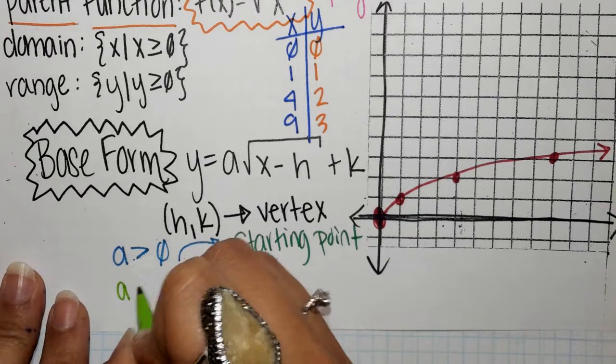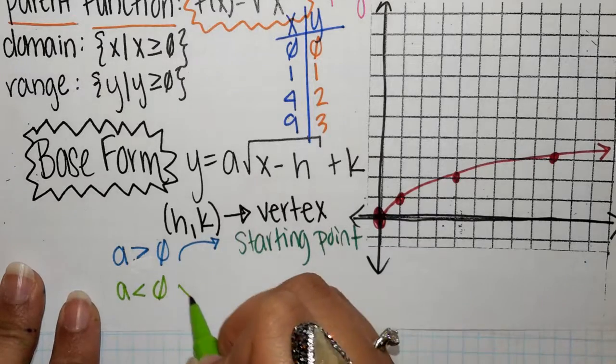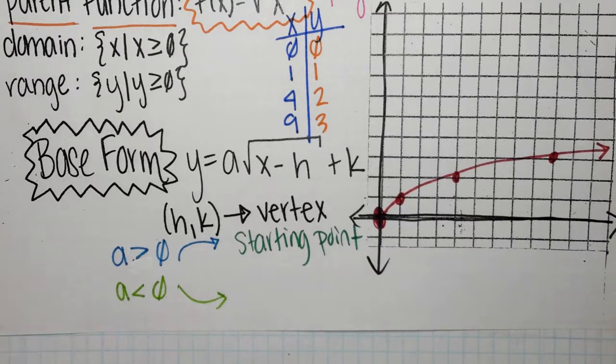Alright, and if a is less than 0, it's going to look like this. So it just flips over. Same thing.